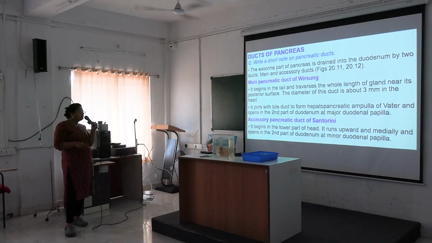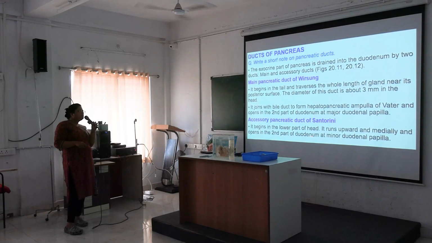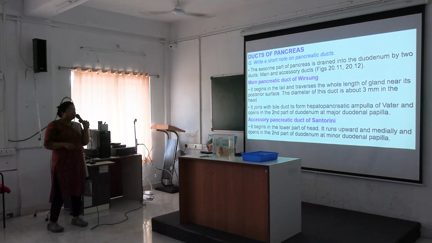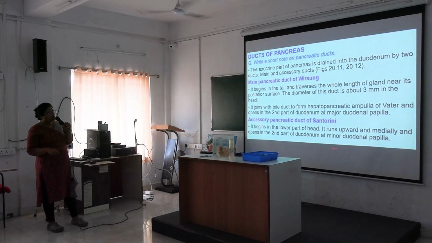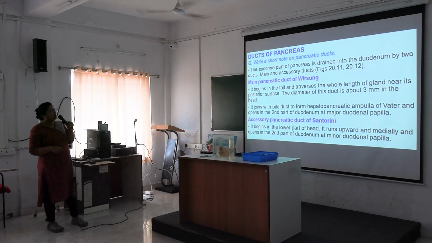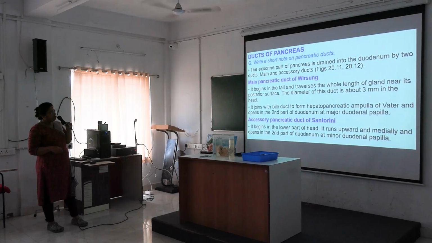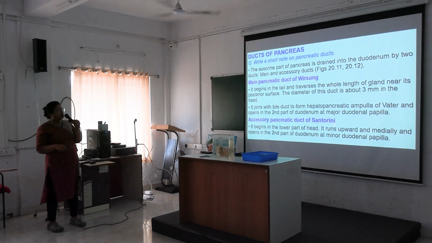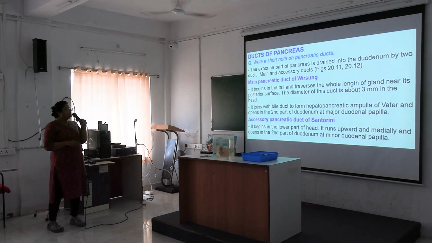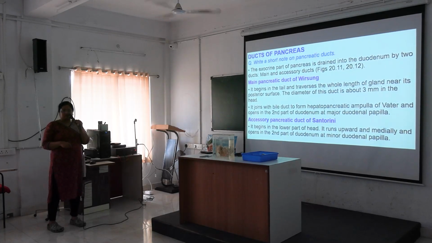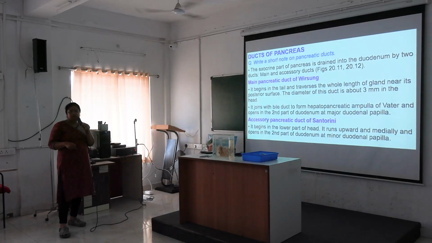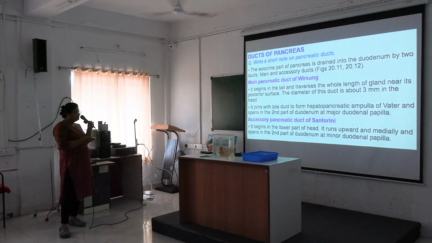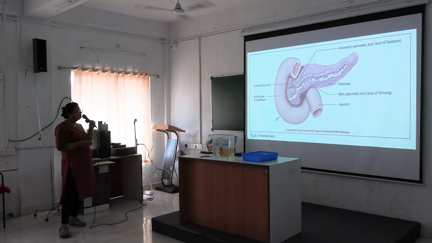Accessory pancreatic duct of Santorini begins in the lower part of the head, runs upward and medially, and opens in the second part of duodenum at minor duodenal papilla. So, main pancreatic duct, major duodenal papilla, accessory duct of Santorini, minor duodenal papilla. Okay, main duct is known as duct of Wirsung. These names are important: duct of Wirsung, duct of Santorini. This will be asked in your MCQ and viva.